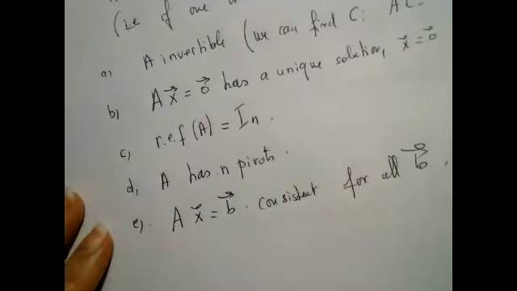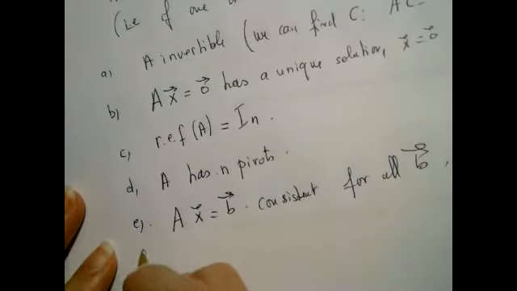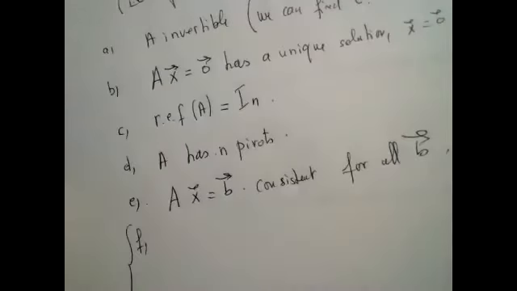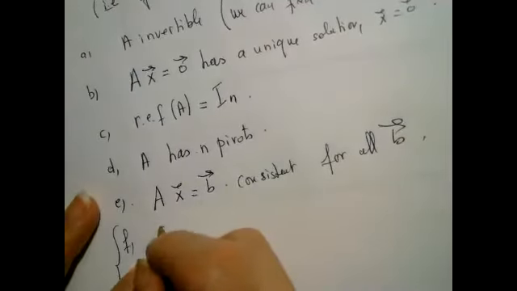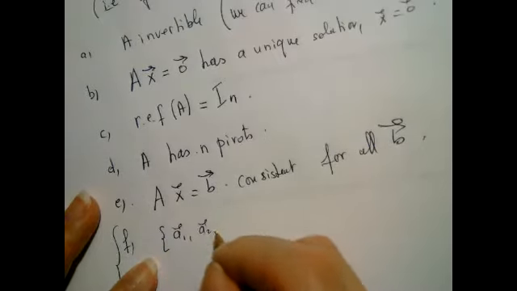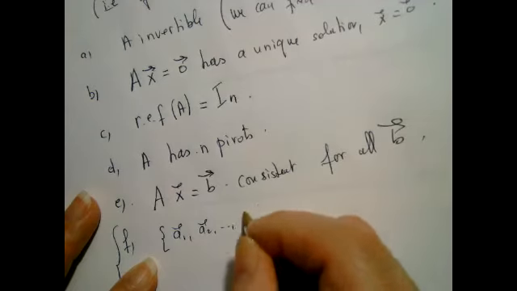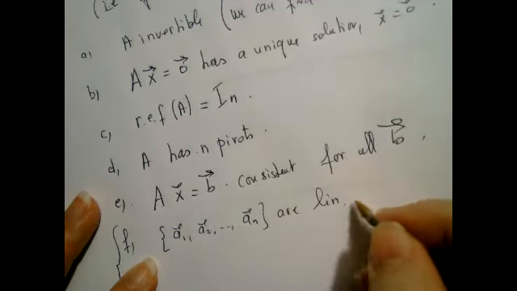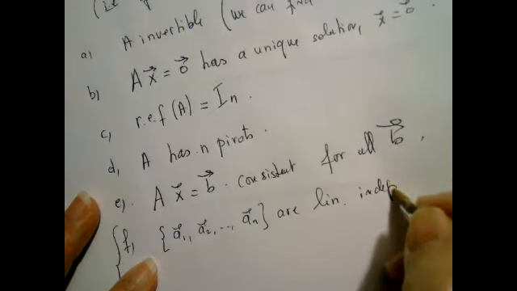Now, the last two pieces are about the columns of A. You know, a matrix has columns. What can we say about the columns of A? First, if A is invertible, the columns are linearly independent.